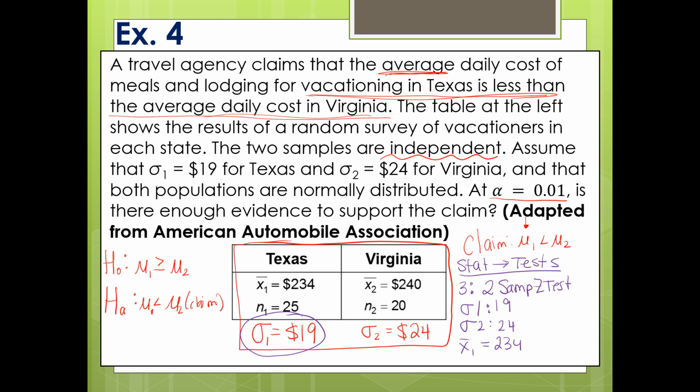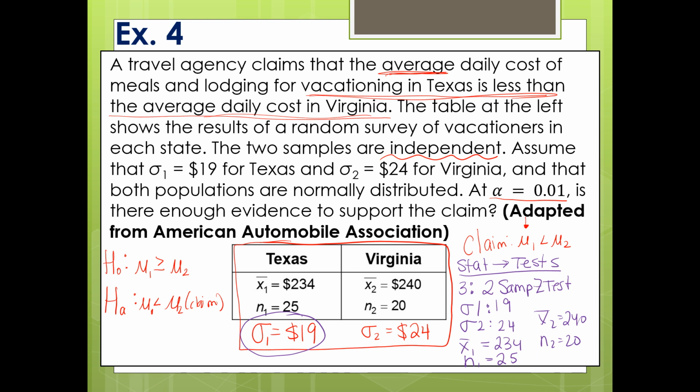Then it says n1. So again, the order, I think, first it says both the sigmas. We'd have to ask the TI people what the logic is behind this order. But then we have our n1, which is 25. I just put 19 there by accident. It's 25. Okay, then our x bar 2, which is from Virginia, which is 240. And then we have our n2, which is 20.